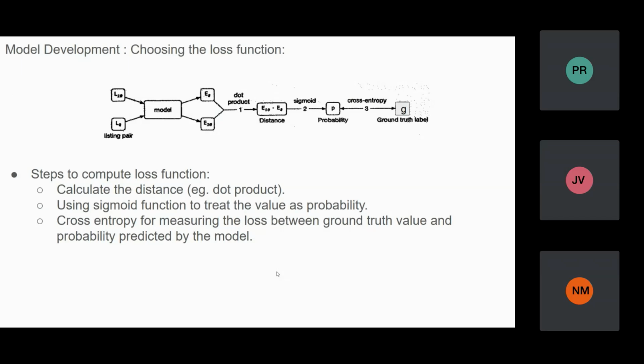So moving further in model development, choosing the loss function. The loss function basically measures the quality of the output predicted by the model against the ground truth value. The steps to compute the loss function: you can see in the diagram that there are two listings. The model creates their embeddings, and using the dot product, we find the similarity. Then using a sigmoid function to treat the value as a probability, and a cross entropy function is used to measure the loss between the ground truth value and the probability predicted by the model.